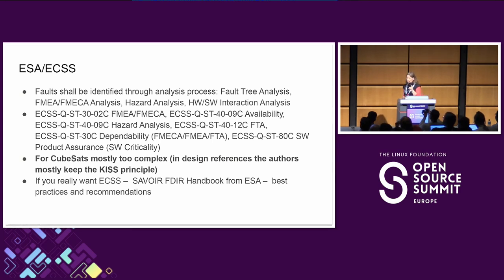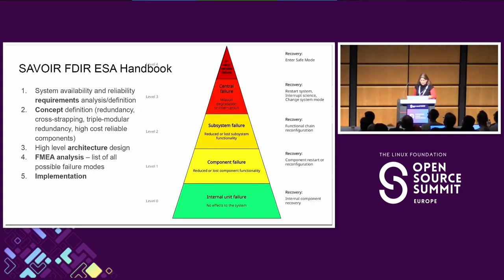What's important is that you need to know that you can go to space if you ignore what's above. But if I shall select for you something relevant, it is the SAVOIR FDIR handbook from ESA. The work started in 2019 and it tries to summarize how to do FDIR correctly for space, and maybe this is the best place to start if you want to get familiar with that. They have 5 steps: you need to analyze the system requirements, then you need some concept definitions, you need to think about the high-level architecture design, then you run the FMEA analysis, and then you implement. And here is just listed how we label the criticality of the failures.